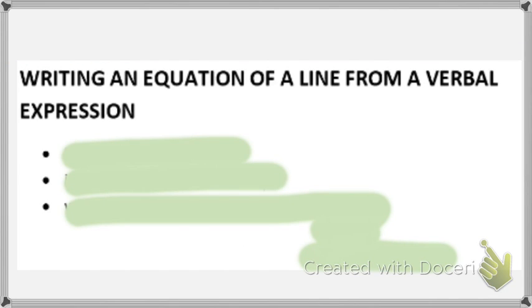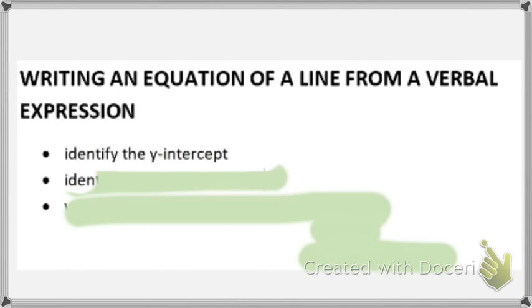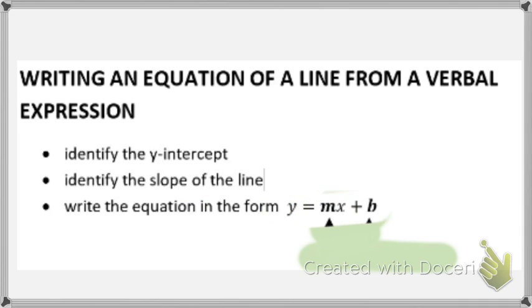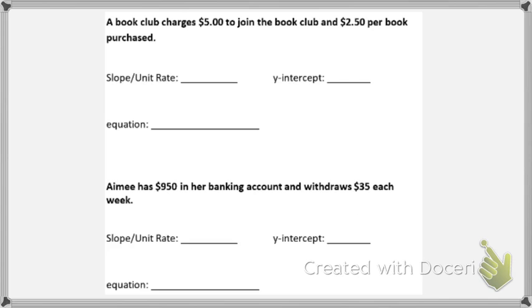Okay. And so we already did this in the other videos, but just as like the steps to writing an equation of a line from a verbal expression, first we need to find the y-intercept and the slope. So we need to find what the rate is and where do we start. And then write the equation in the form y equals mx plus b, where m is your slope and b is your y-intercept. Okay, so we'll do 2 questions together, and then you guys will do some guided practice on your own.